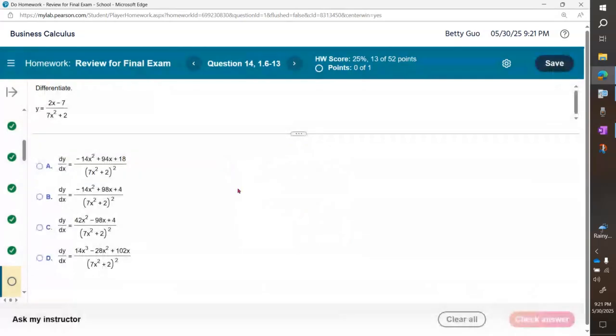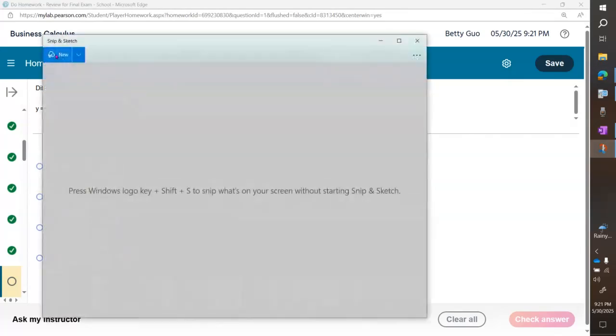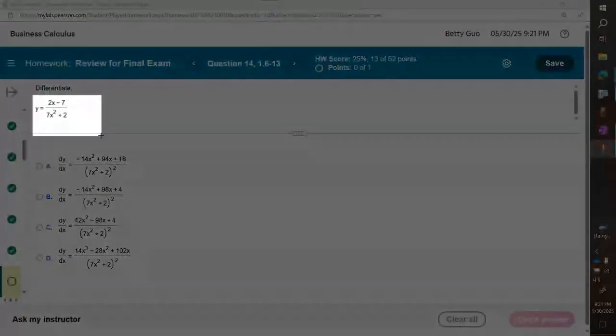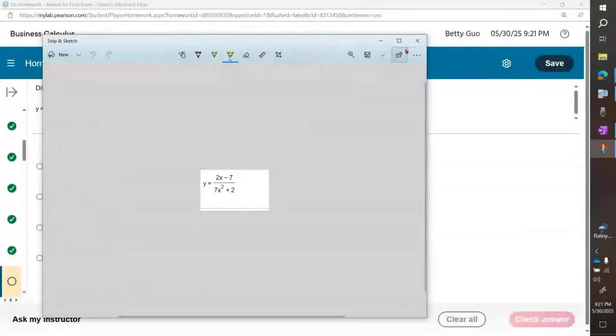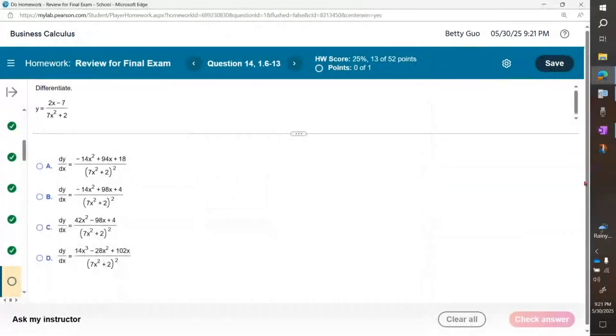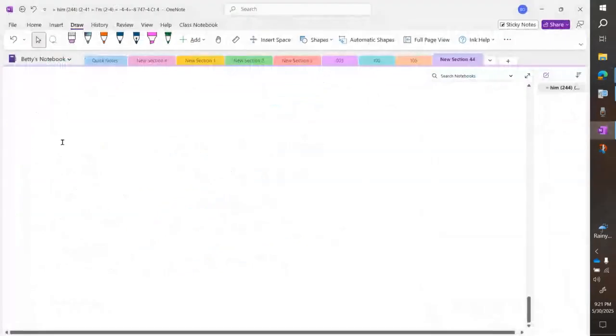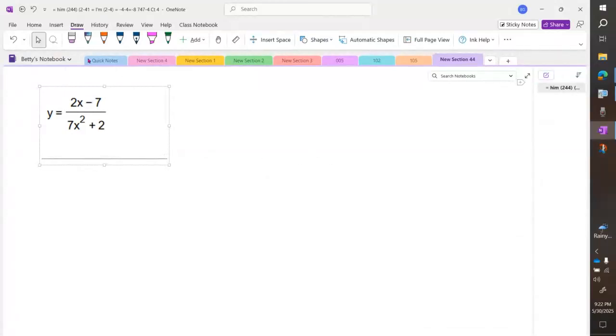Question number 14. Differentiate. Okay, so let's see. Let's take the derivative of this rational function. This is a multiple choice question, right? And later we can compare. Let's see if we can simplify the function itself. Not really. So we are going to use the quotient rule.